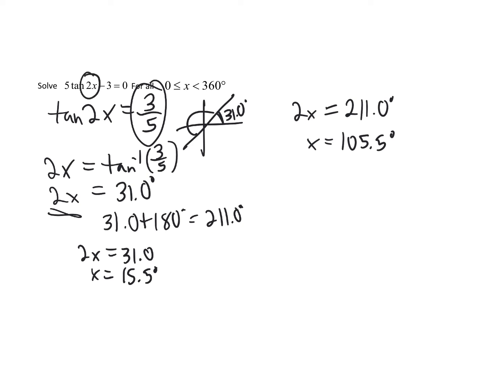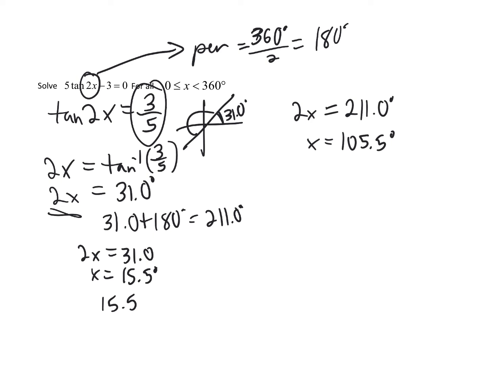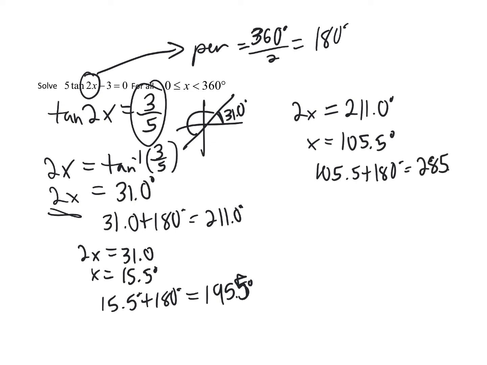We know from the graphing unit this 2 will give us a period of 2 pi over 2, or 360 degrees over 2, which is 180 degrees. So if we add our period to each of these, so 195.5, and 285.5, we get our other answers. And again, those are all the answers from 0 to 360.